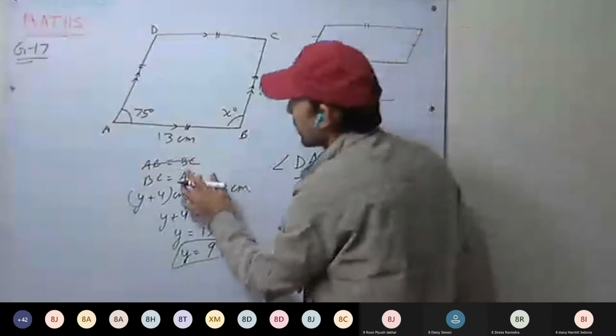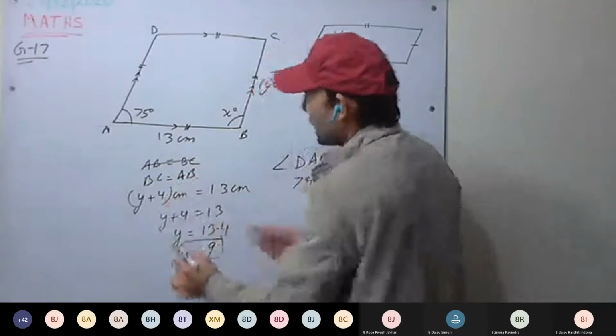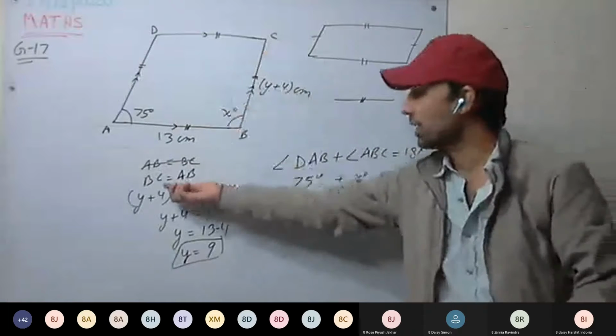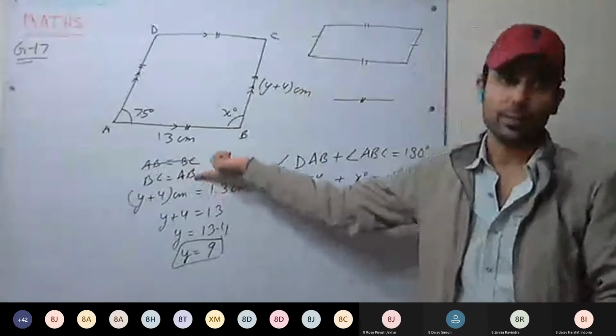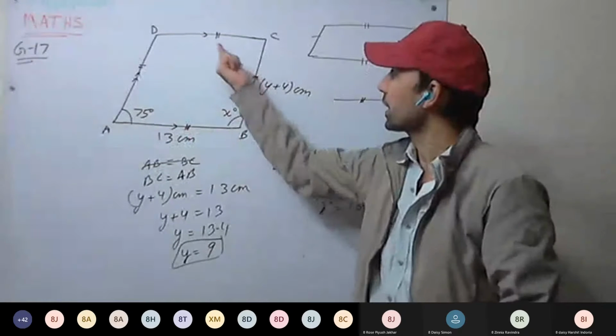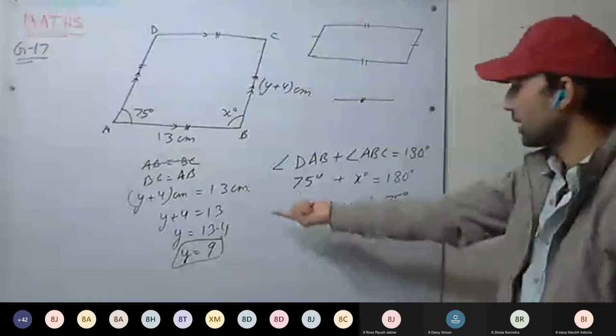Okay, not AC, it is BC. BC equal to AB. Sorry for that. AC is the diagonal. BC equal to AB, and here all sides are equal. It is provided in the question: two small lines. Okay, this is clear now.